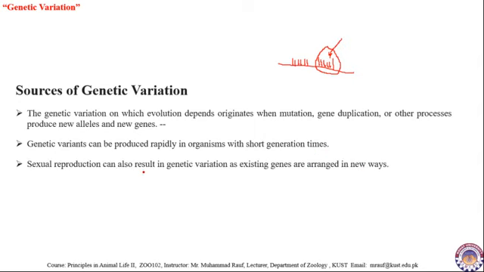Sexual reproduction can also result in genetic variation. How? In sexual reproduction, the process of gamete formation takes place. During gamete formation, crossing over takes place, and crossing over is responsible for genetic variability. Thereafter, the two gametes fuse together, which provides yet another opportunity for genetic variability. And thereafter, random mating also provides opportunity for variability.